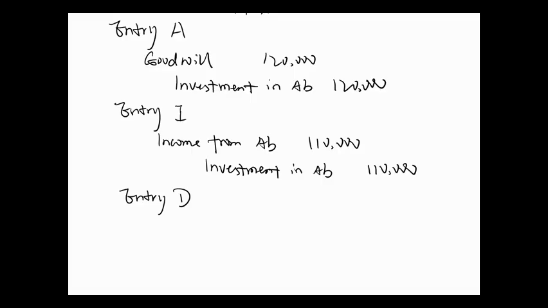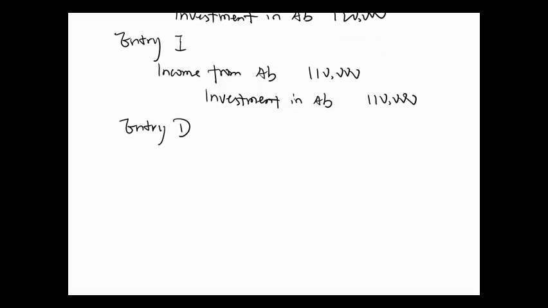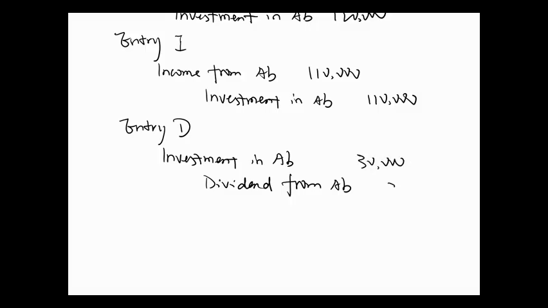And the next entry is entry D to eliminate the dividend paid from Epsilon to Chapman. So we debit investment in Epsilon and credit dividend from Epsilon. The amount is 30,000. We do not need to prepare entry E because there's no excess annual amortization. Alright, so that's all the entries we need for the second period, or for 2018.